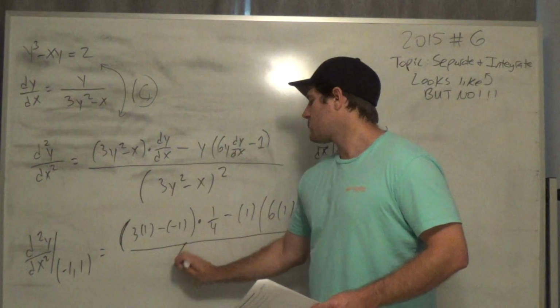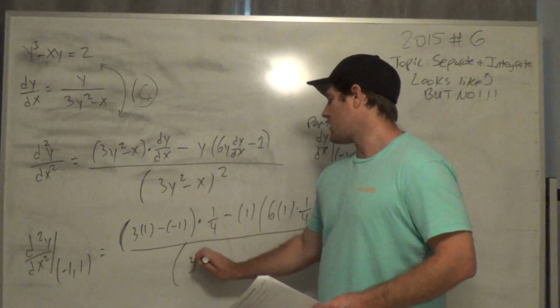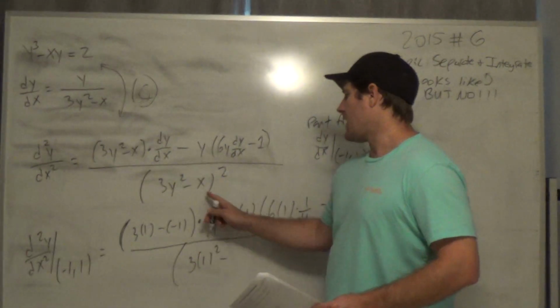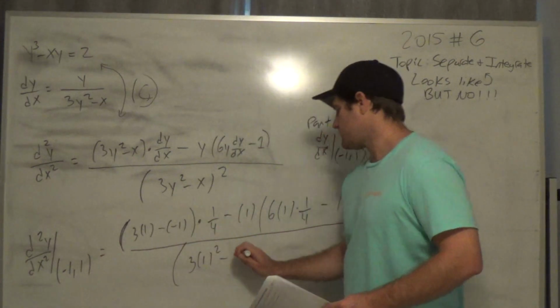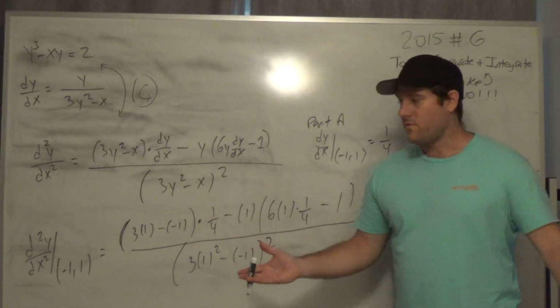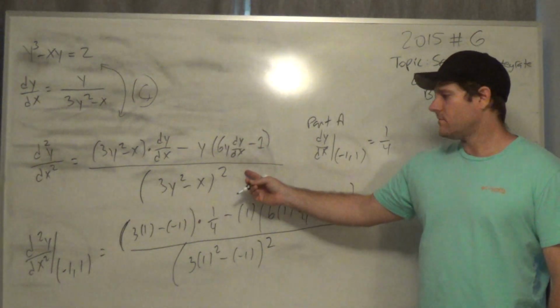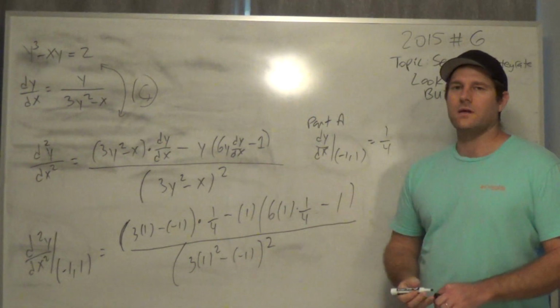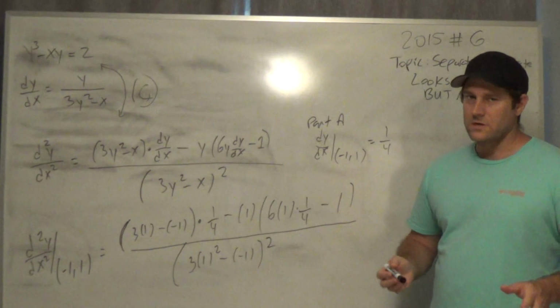All over 3, y is a 1, x is a negative 1, squared. This is the second derivative after plugging in negative 1, 1. There's no need to simplify it.